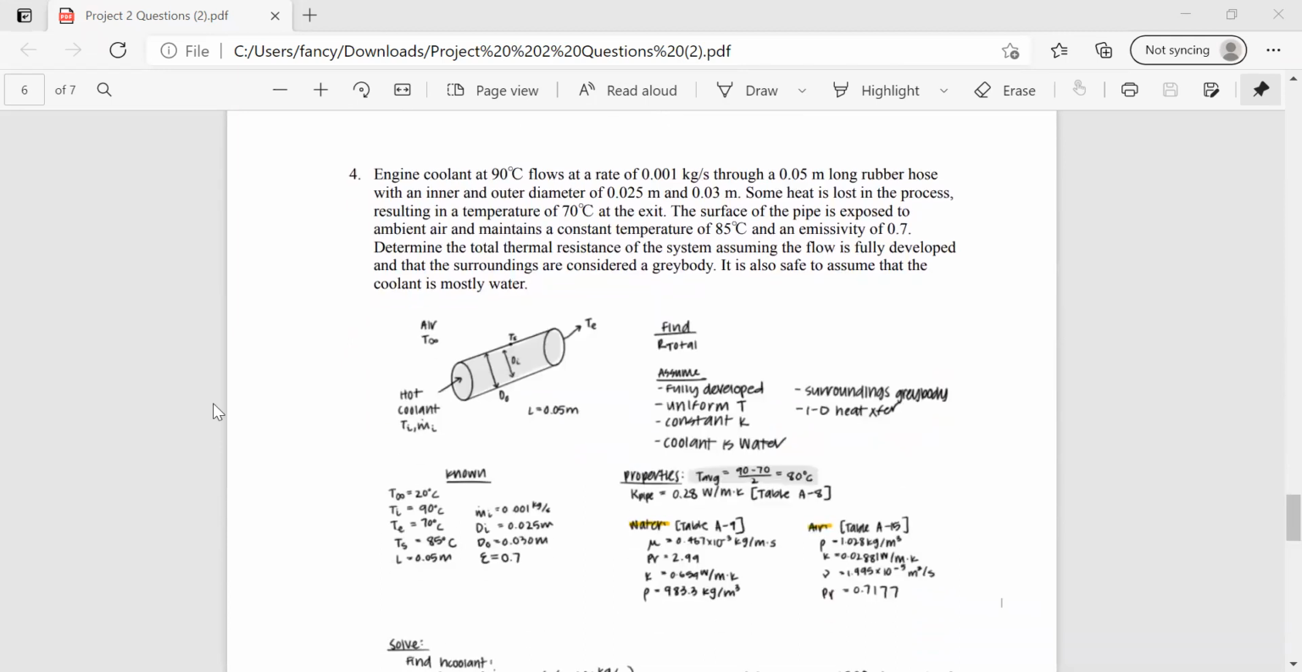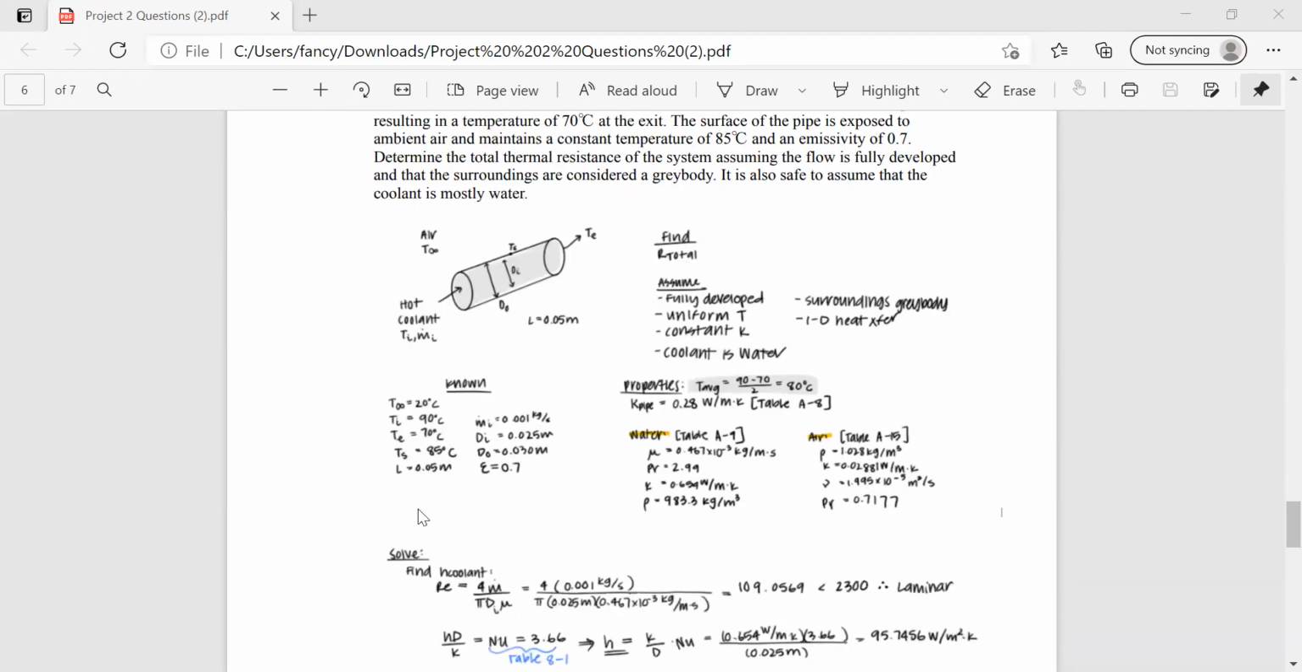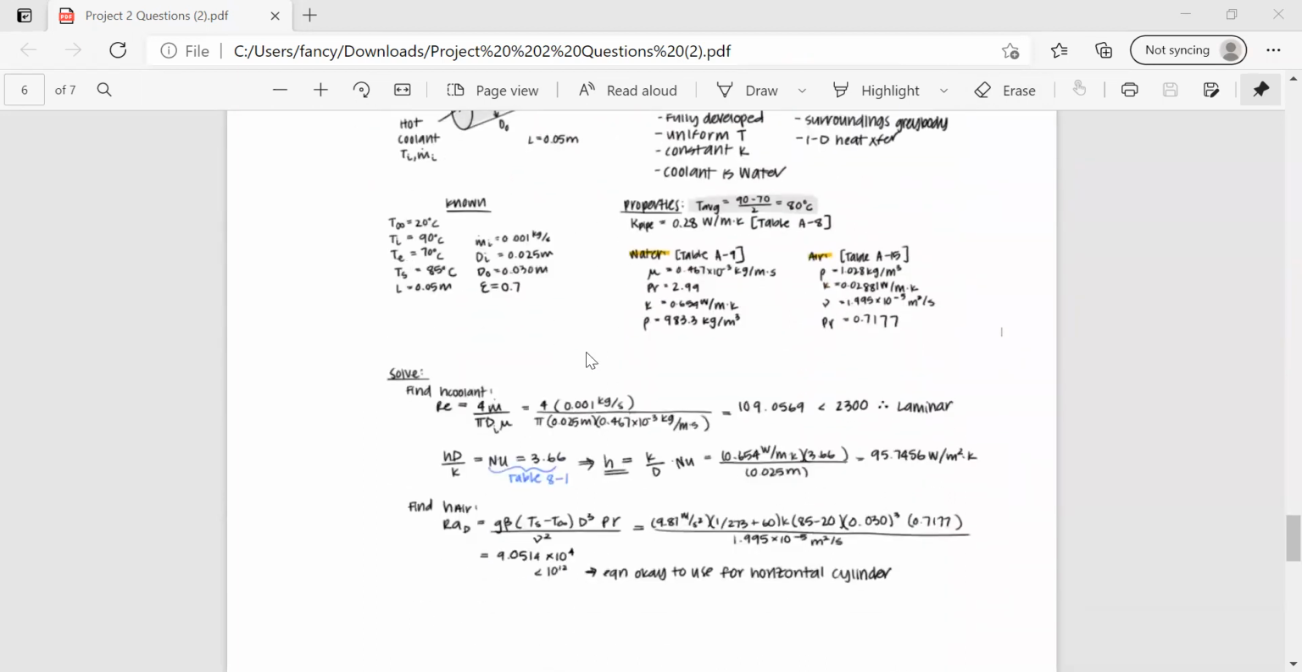Okay, for this last question, there's engine coolant running through a rubber tube, hose, and you're asked to find the total resistance throughout the system. And we can assume that this flow is fully developed, that the temperature is uniform, k is constant, the coolant is water, the surroundings are a black body and the surface is a gray body, and that this is one-dimensional heat transfer. And so before we can find the total thermal resistance, we have to find the heat transfer coefficients for air and water, since they are not given in this problem statement.